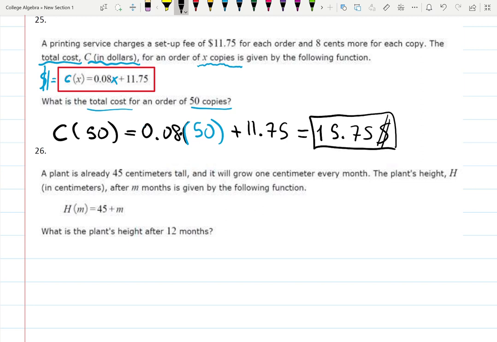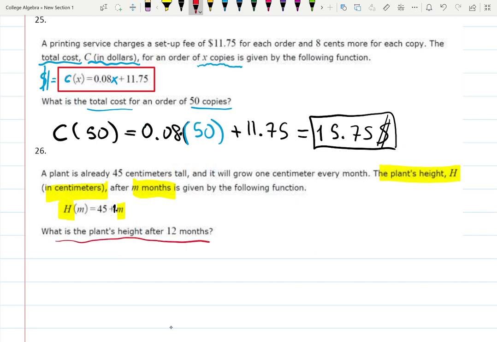Second problem, a plant is already 45 centimeters tall and will grow 1 centimeter every month. So that's like 1 over here times m. Your job is to figure out variables. So h is my height of the plant. Okay, that's in centimeters. M is my time, and it's not in days or minutes, it's in months. Okay, then what's the question? Let's see. What is the plant height after 12 months?